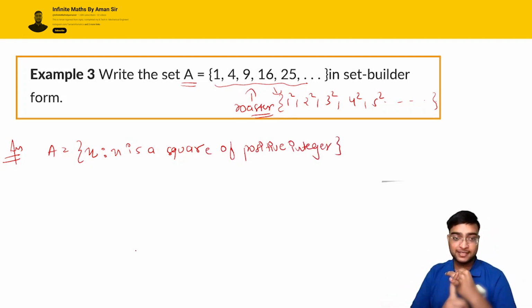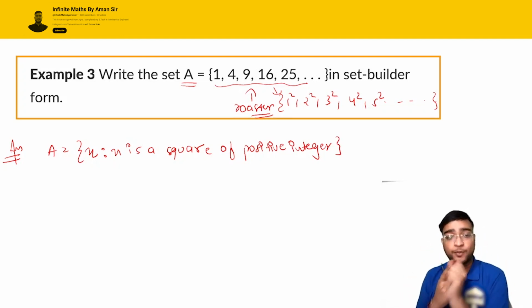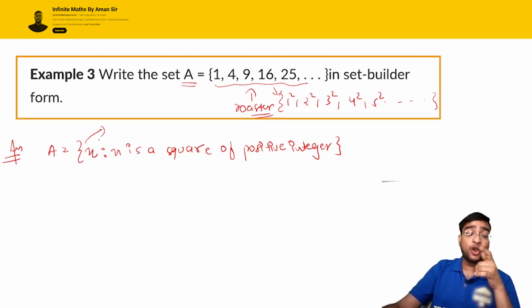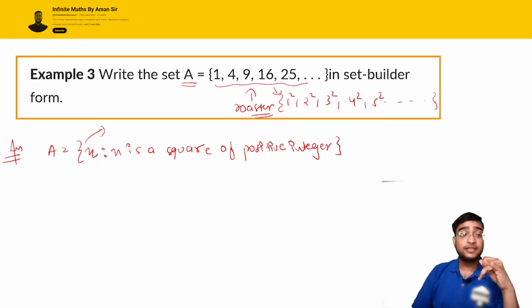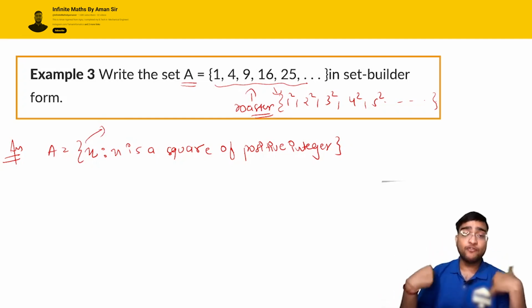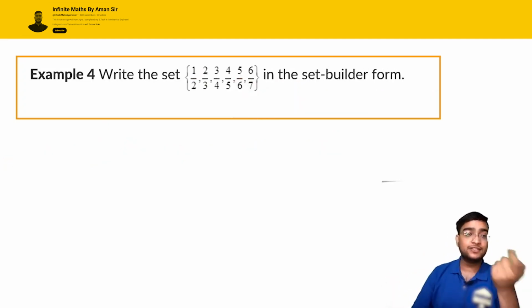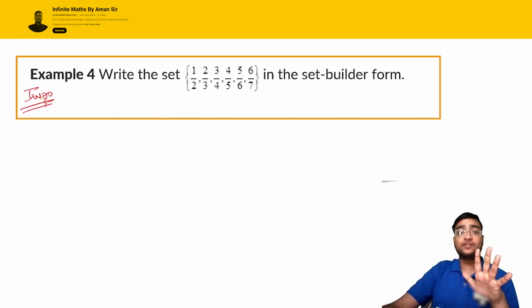So if the set A is given in roster form, we analyze it and find one property: this object x belongs to the square of positive integers. Okay, guys. This is a very important example, and this example helps you understand the whole thing about set builder form and roster form.